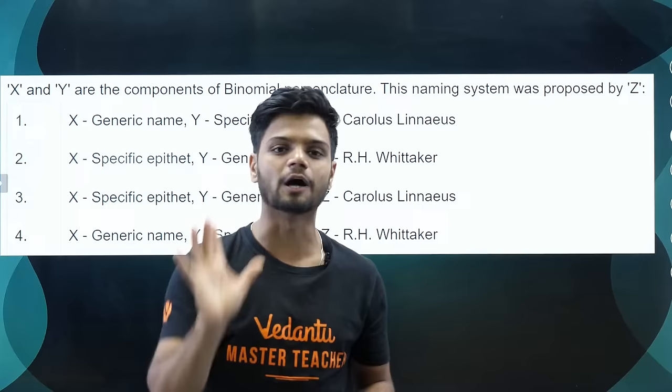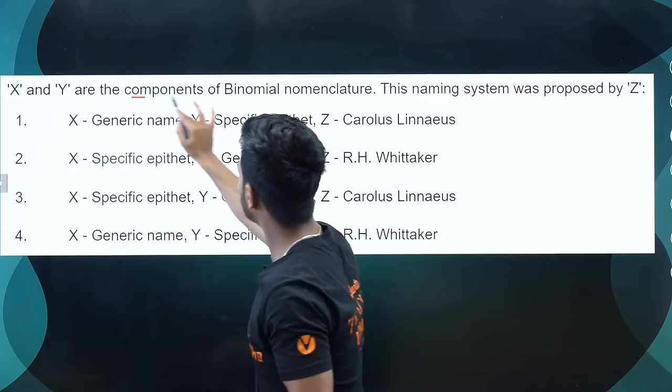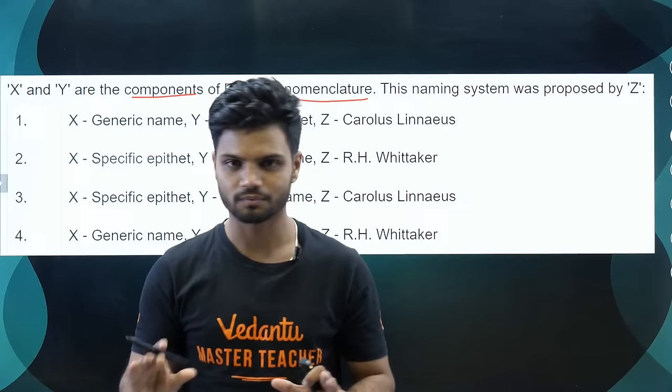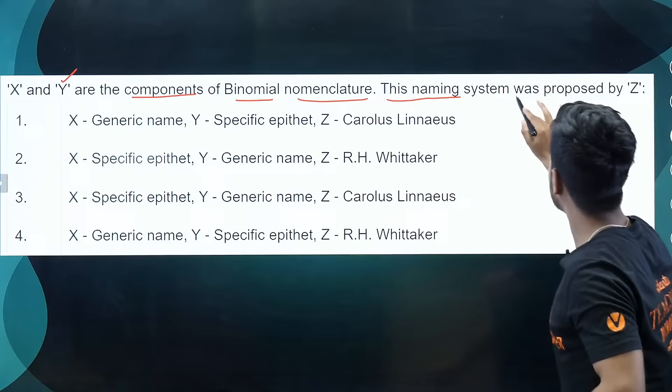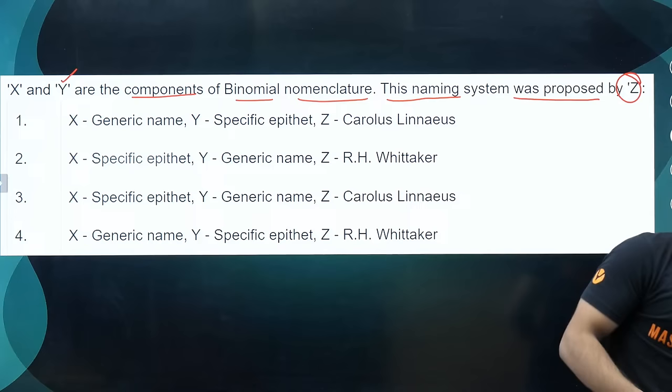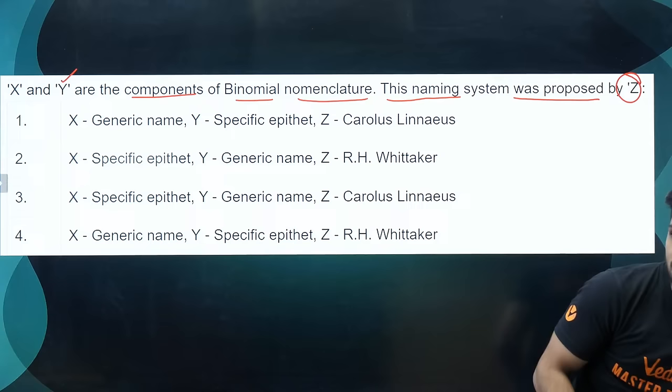X and Y are components of binomial nomenclature. All of us know binomial means two words are there. One is X, one is Y. This naming system was proposed by Z. Now, quickly tell me in the chat, what is X, what is Y, and what is Z?